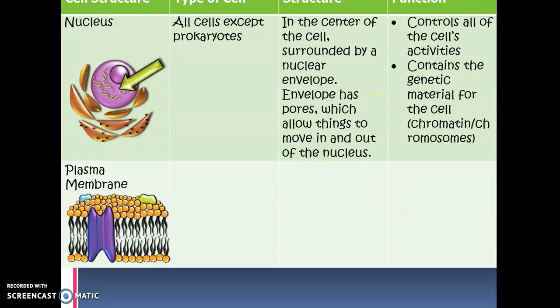The envelope has pores which allow things to move into and out of the nucleus. Now, it controls all of the cell's activity, and it contains the genetic material of the cell. Remember, the genetic material contains the code for all of the proteins, basically the instructions for the proteins or the recipe of the proteins. If at any time you need to, by all means, pause the video.